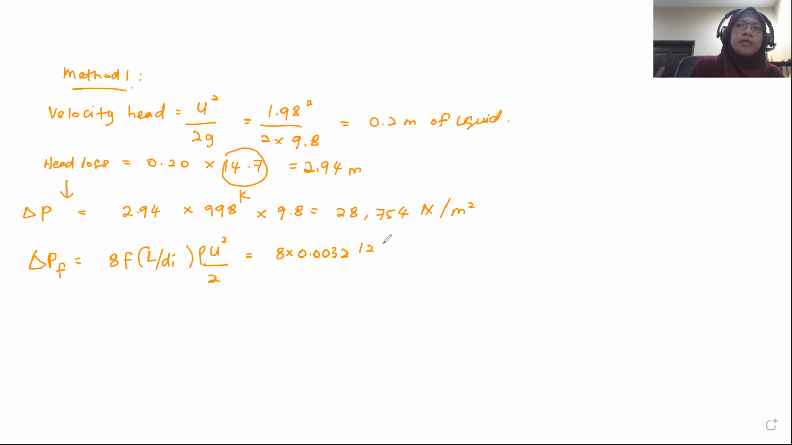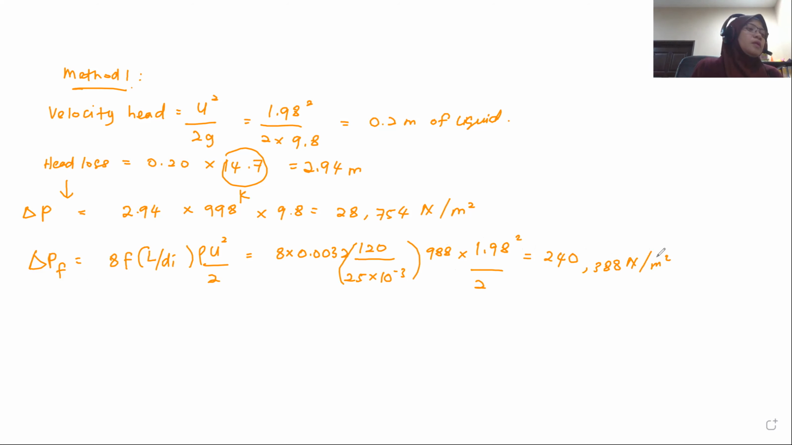Alright, the length of our pipe is 120, 25, then times by the internal diameter, and then times by the density, times by 1.98, then divide by 2. You will get 388 Newton per meter squared.